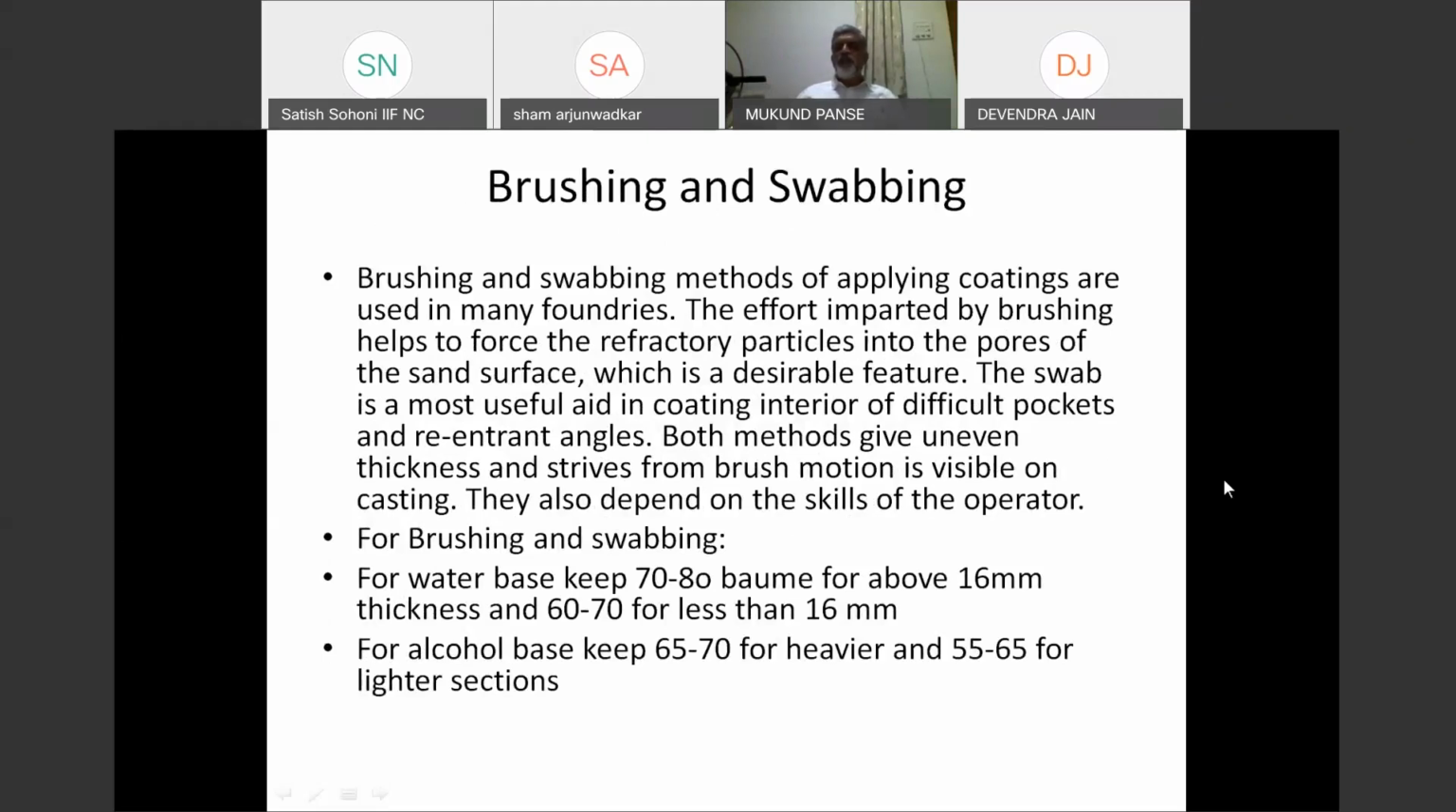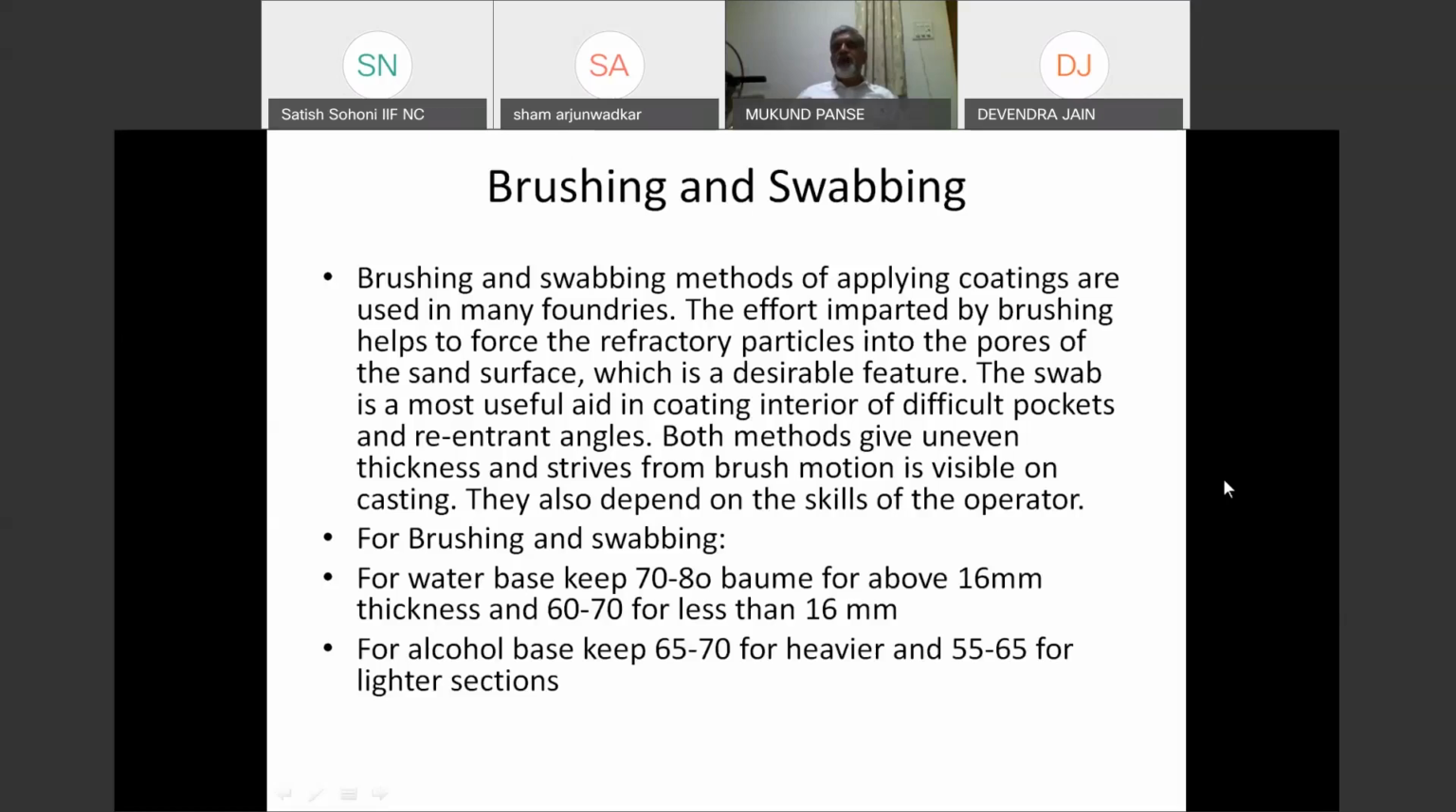The disadvantage is that there is a certain force applied while brushing, so there is sufficient force to push the small refractory particles into the pores between the sand grains. The method gives uneven thickness, and the stripes of the brush or swab are visible on the casting surface, especially in wall and other castings where aesthetic values are important. They don't allow these brush stripes or brush marks.